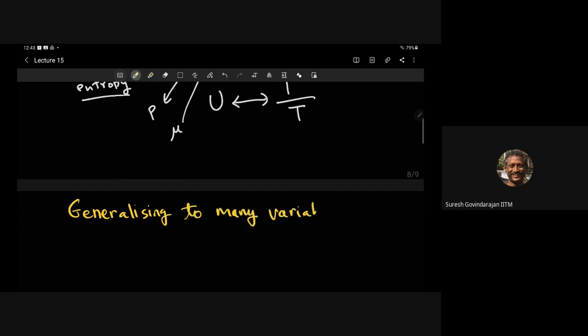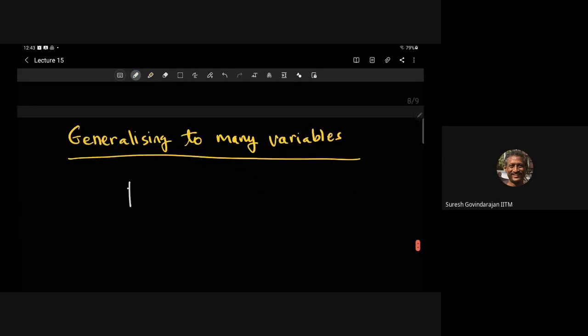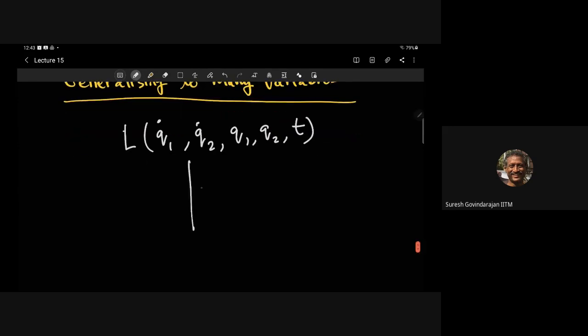We did this only for 1 degree of freedom. For 2 degrees of freedom, I'll do it for many, but I'll stick now to just 2 because I want to illustrate something. So let's say we have 2 degrees of freedom. So we have L as a function of Q1 dot, Q2 dot, Q1, Q2, and T. And we do one Legendre transform with respect to, say, P1. We replace Q1 dot with P1, so we get P1 Q1 dot minus L.